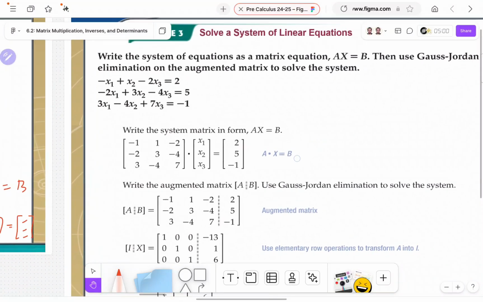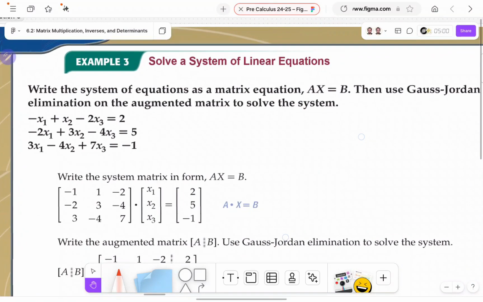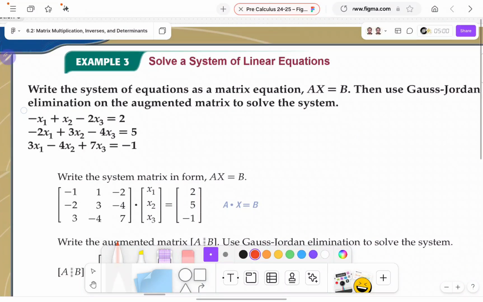Then how can we solve the matrix equation? Let's say we have this example here. First step, write the system of equations as a matrix equation, A times X equal B, then use Gauss-Jordan elimination on the augmented matrix. First step is to write it as we know: A times X equal B.